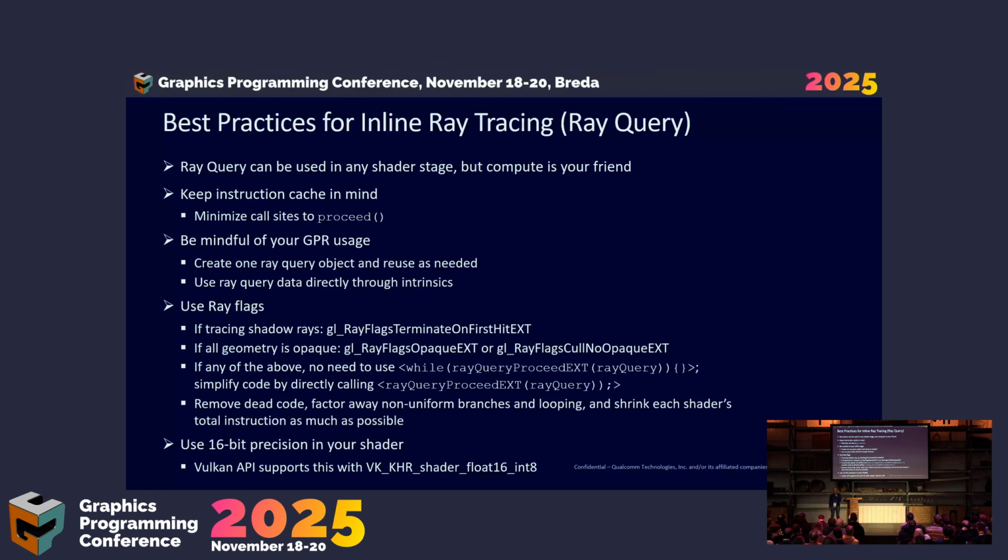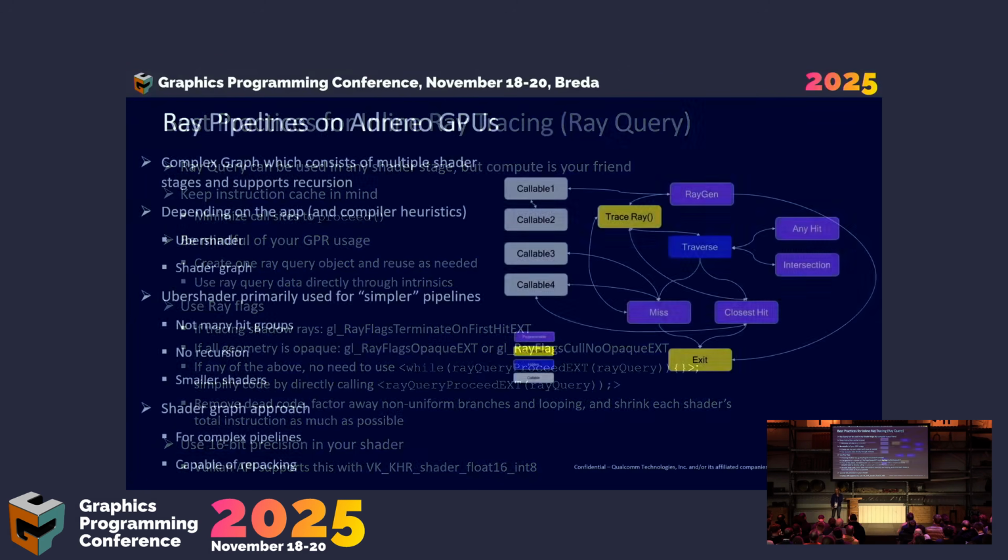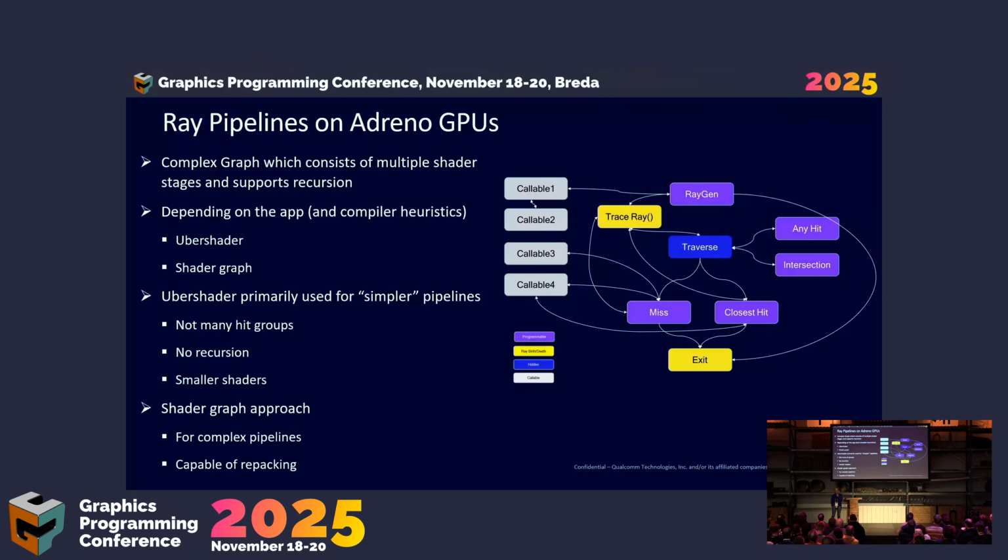The other way of doing ray tracing is to use ray pipelines. So what are ray pipelines? Well, if I had to describe ray pipelines in one sentence, I would say it's a complex graph which consists of multiple shader types or shader stages and supports recursion. So this picture on the right is supposed to represent visually how complicated ray pipelines can become, as defined by the API.